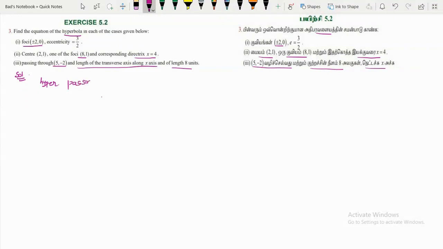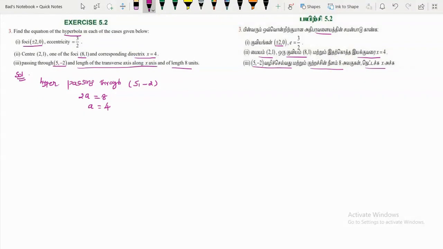passing through 5 comma minus 2. Then they have given the length of the transverse axis. Length of the transverse axis, that is 2a. 2a equal to 8. So what is a? 8 by 2, 4. So a equal to 4 units.